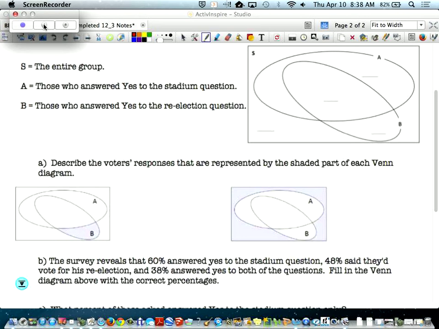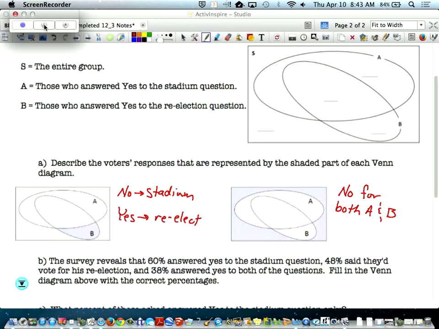Describe the voters' responses that are represented by the shaded part of each Venn diagram. So I'm going to pause the video. With people near you, you're just going to talk about what those two shaded areas represent according to the Venn diagram. So it's yes to the stadium question and yes to re-election. So maybe write, it's easy to say yes stadium, yes re-elect, no stadium, no re-elect, that kind of stuff. So write that down, I'll pause it, and then I'll ask for some help.